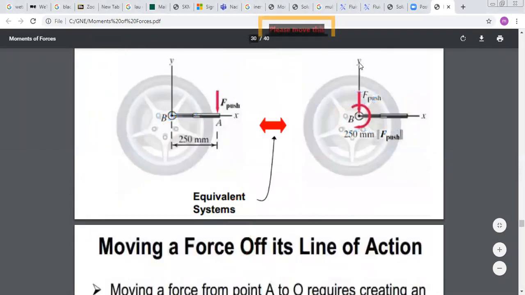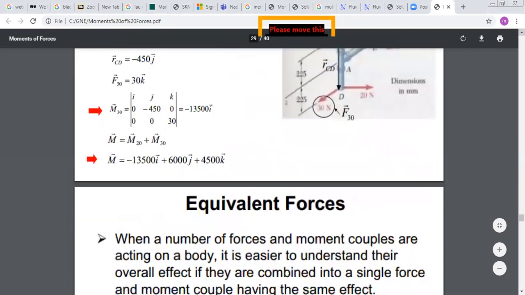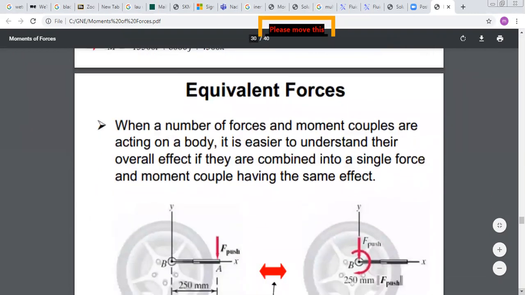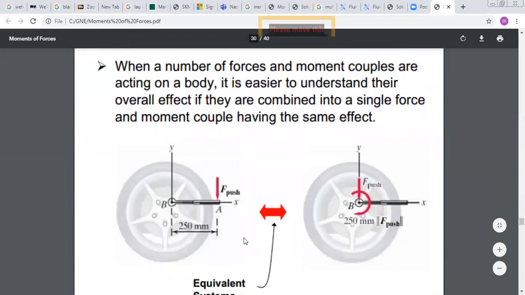Now, in this case, we will explain what equivalent forces are. If you have a certain system of forces, you can replace it by one force in a way that the two systems are equivalent. We will see how. First, consider the following figure. I have a force applied on AB. It's perpendicular to AB, and it's at a distance of 250 millimeters from point B. In this system, what is the moment of my force about B?